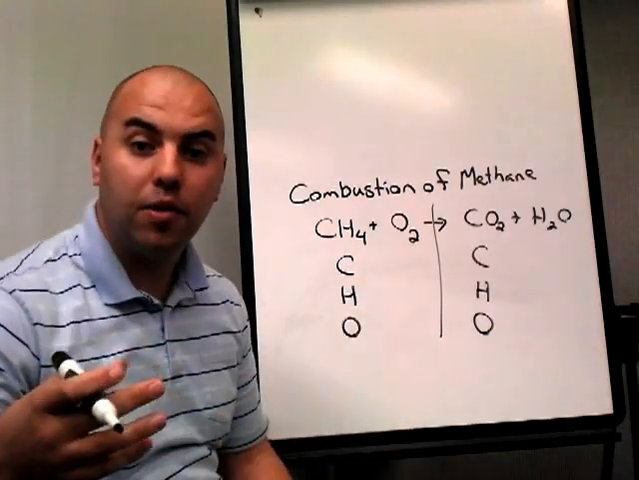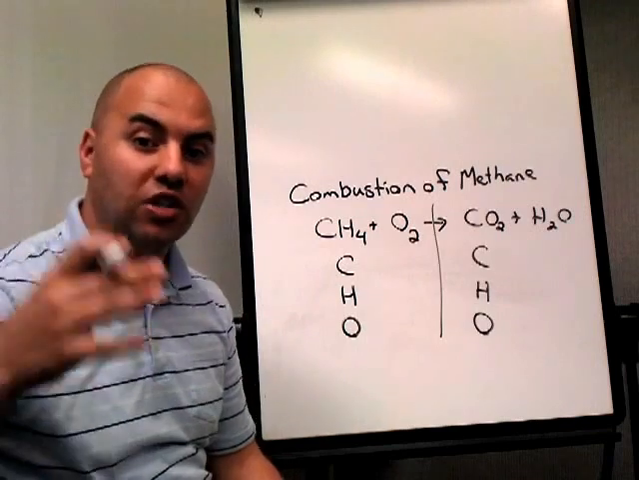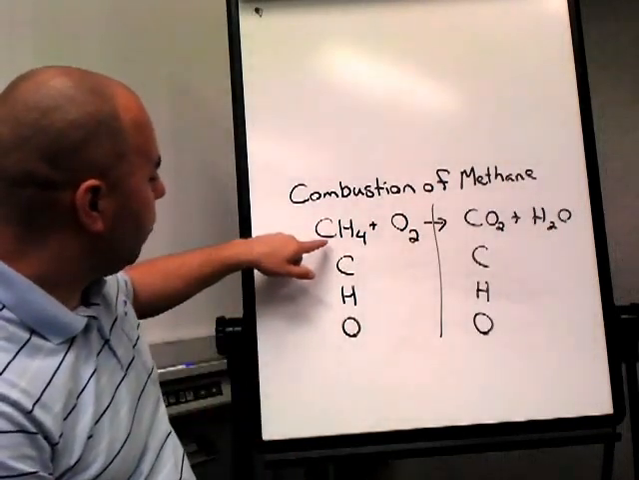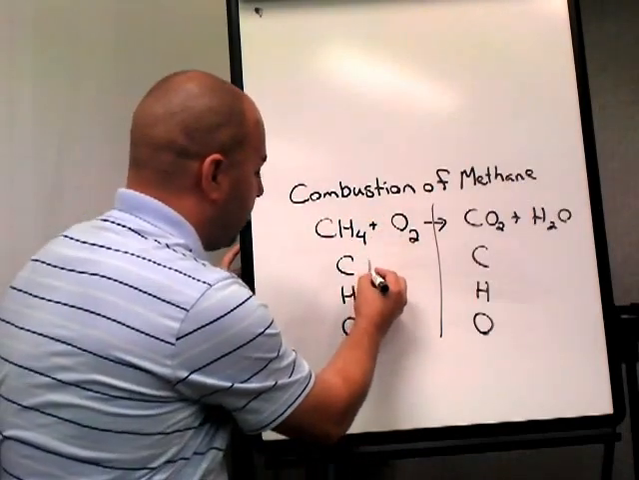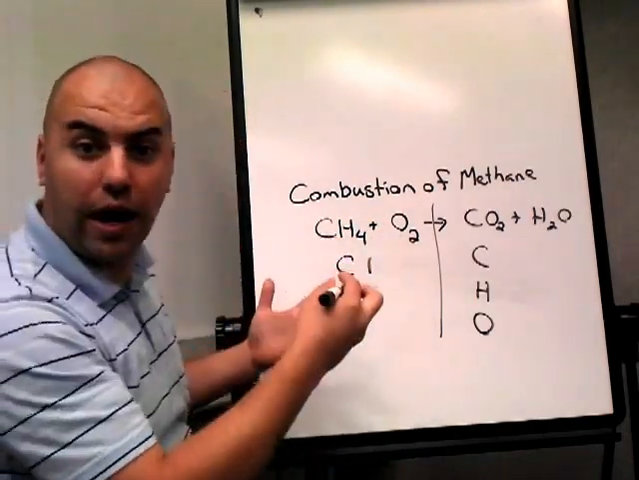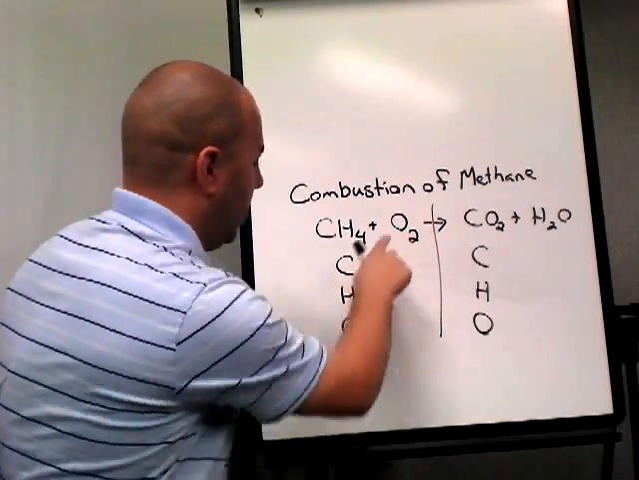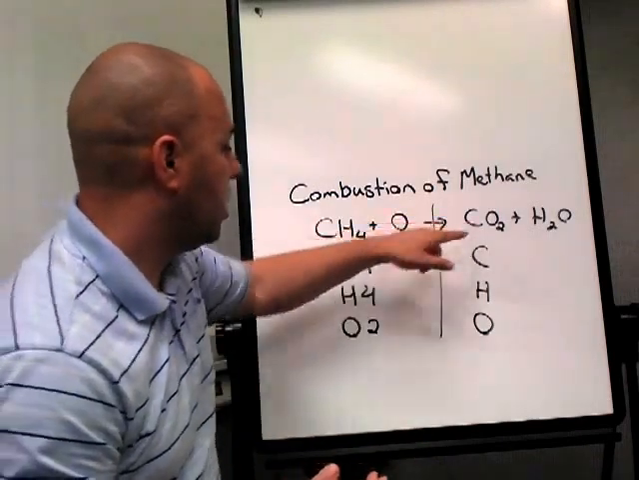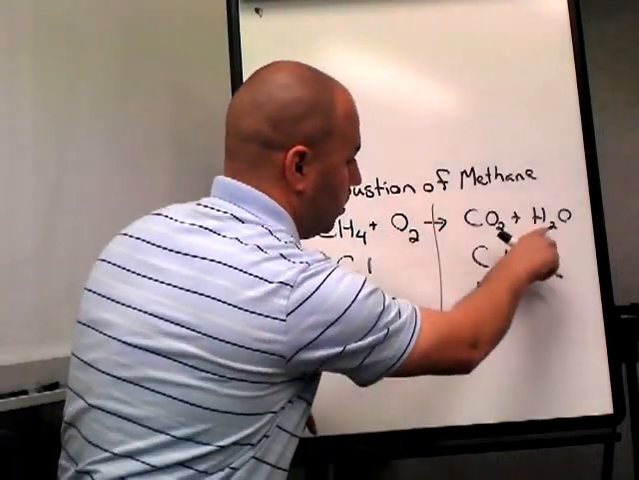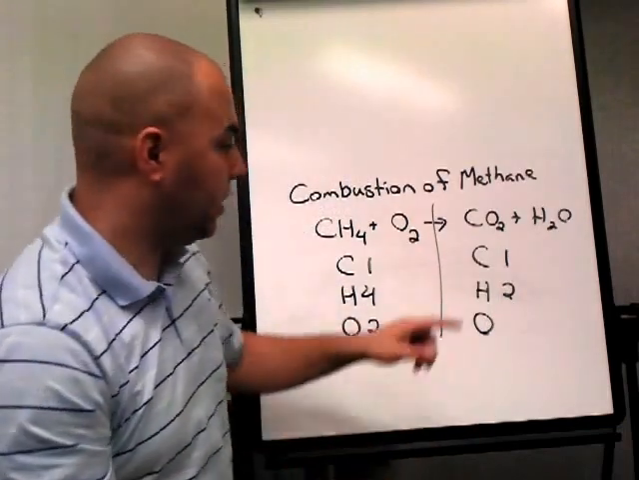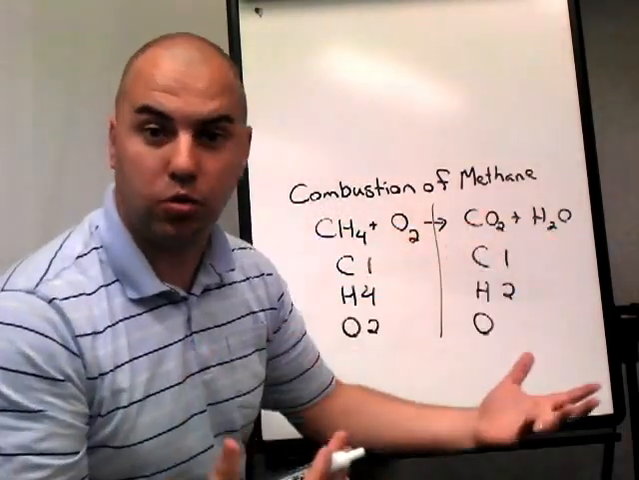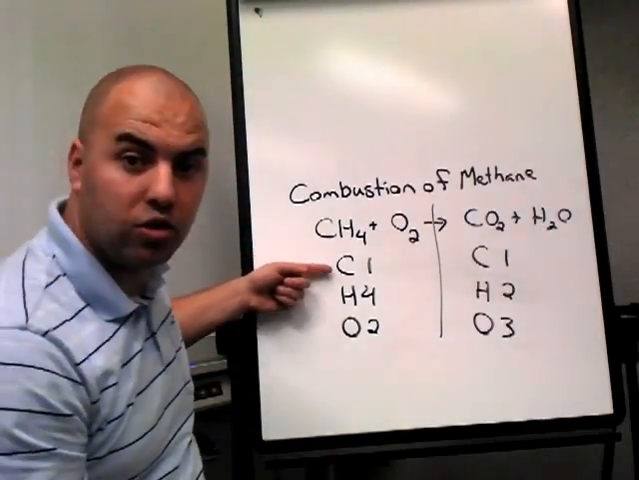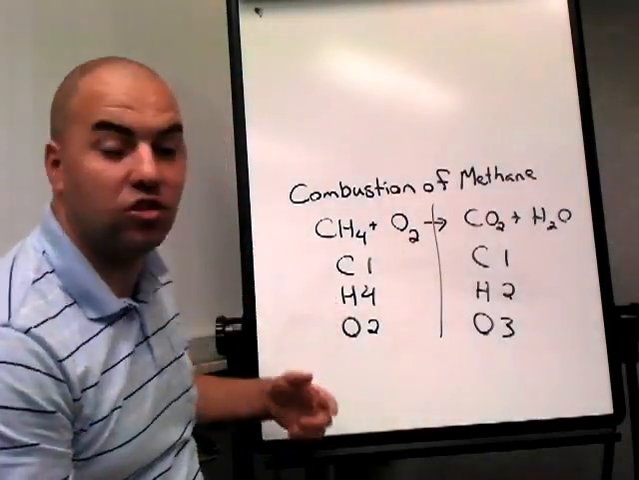Next, I'm going to go and count the number of atoms of each element on each side of the equation. So here I have CH4, so there's just one carbon there. And then I have 4 hydrogens. And then 2 oxygens. And I'm going to do the same thing on the other side. So here I have 1 carbon, 2 hydrogens, and then 2 plus 1, which gives me 3 oxygens. So I see that my number of carbons are okay, but my hydrogens and oxygens don't match up.